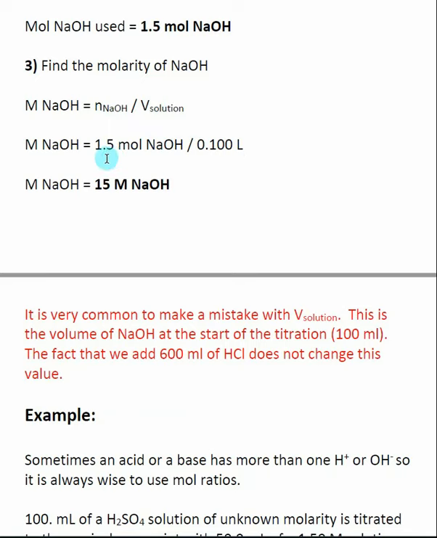So we take our 1.5 moles, and remember, always we convert milliliters to liters. So 100 milliliters is 0.1 liters, and we get the unknown concentration of NaOH, which is 15 molar. So don't fall for this.